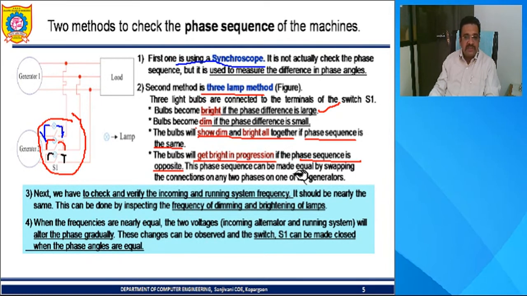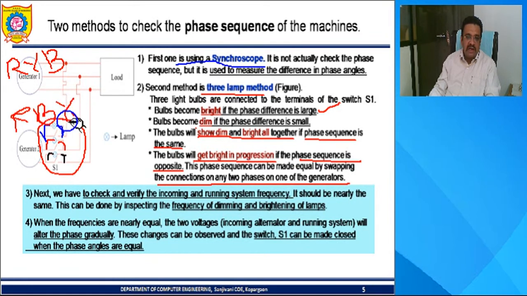This phase sequence can be made equal by swapping the connection of any two phases. Previously the phase sequence was R, Y and B. In progression you can see the phase sequence is Y, B, R, B, Y. So what are we going to do? We are going to interchange two connections and make it R, Y and B. So it will change.